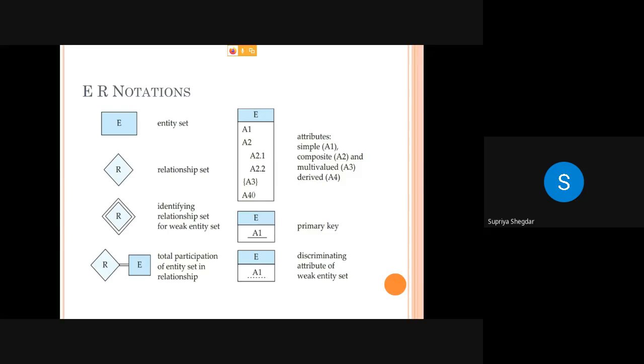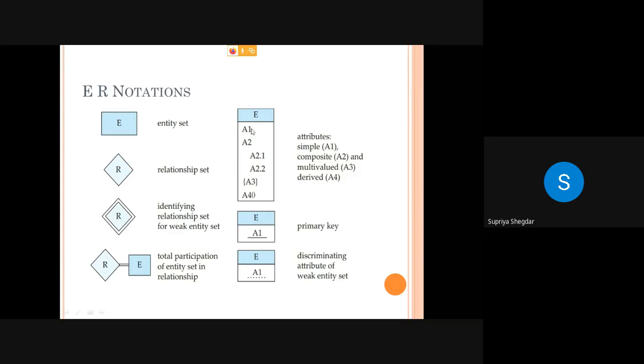So simply, if only the entity set is there, then we can represent it with the help of a simple rectangle. Then the relationship set is represented with the help of a diamond symbol. Then this double diamond means what? The identifying relationship set for the weak entity set. Okay, we will see it later. Then the double line between the relationship set and the entity set is nothing but the total participation of the entity set.